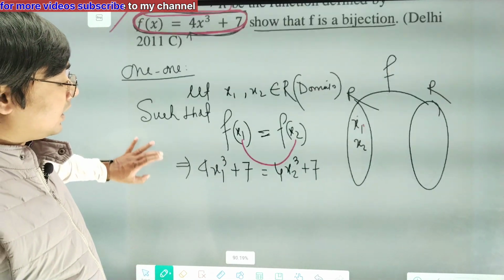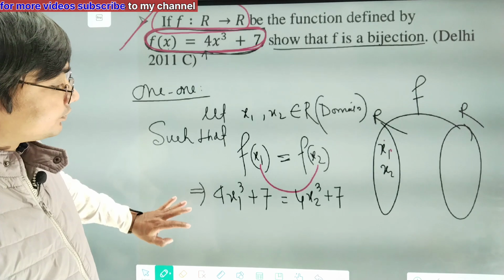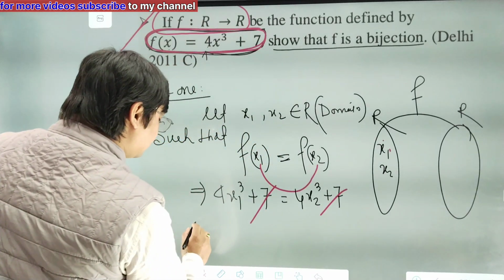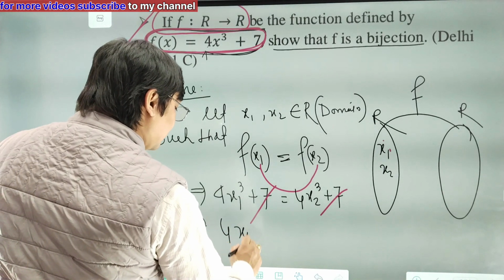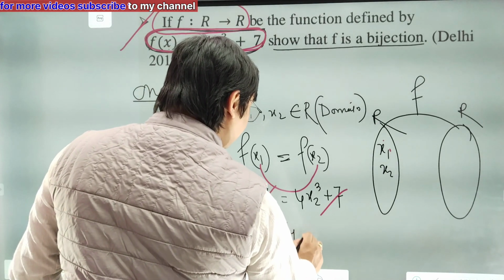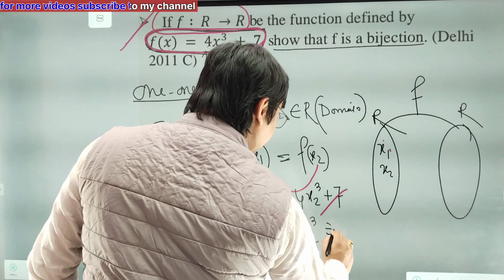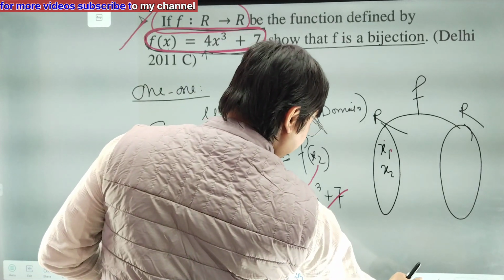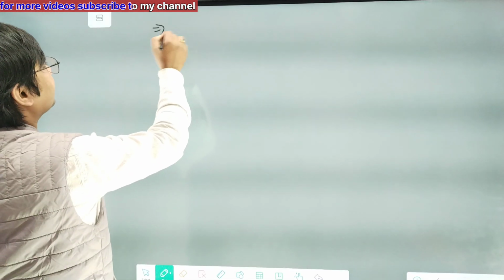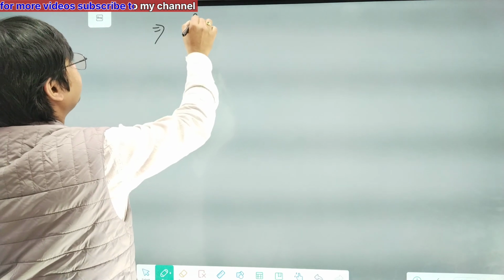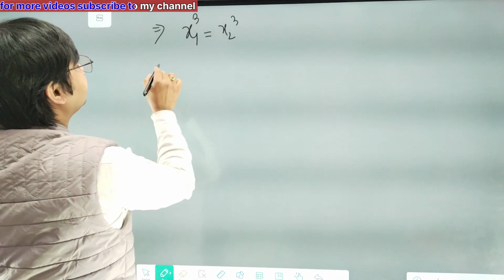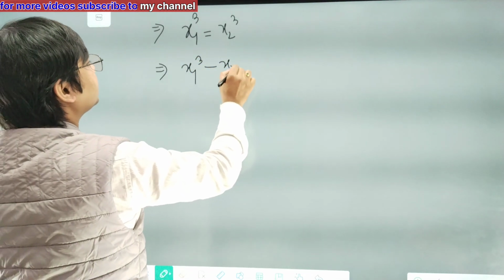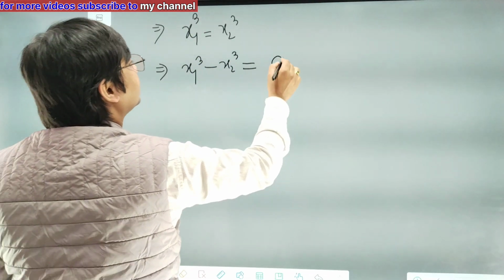Yes, so now you see here, this 7 will be cancelled. So from here 4 of x1 cube equal to 4 of x2 cube will be there. So here this 4 also will cancel. Yes, 4 will cancel. So from here x1 cube equal to x2 cube will be there, and from here you can write like this way, x1 cube minus x2 cube equal to 0.